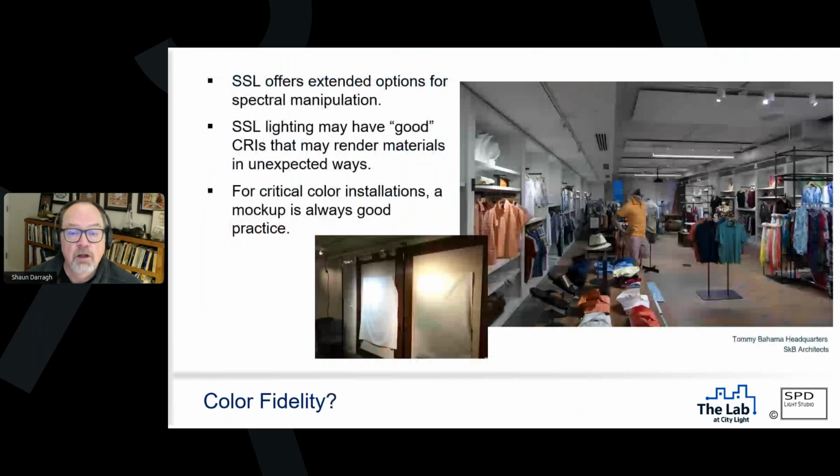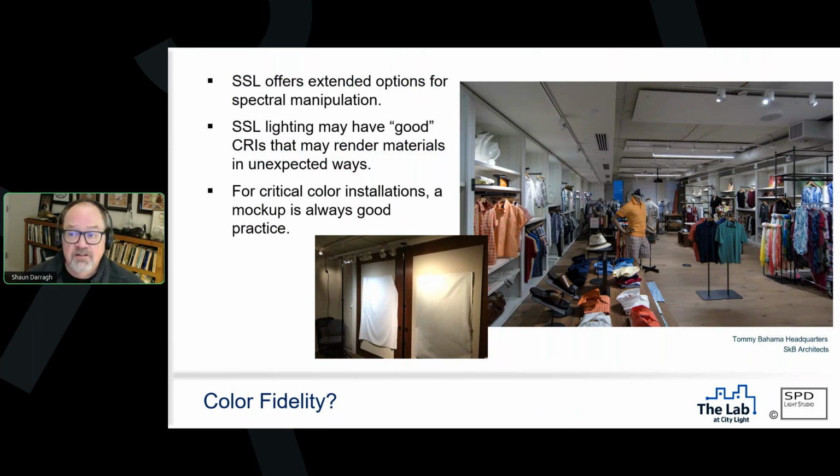All right, now the good news is with LEDs, we have huge ranges of possibilities with respect to color fidelity and what kind of color we might expect from various light sources, right? But one of the key things is you really want to do some mock-ups.